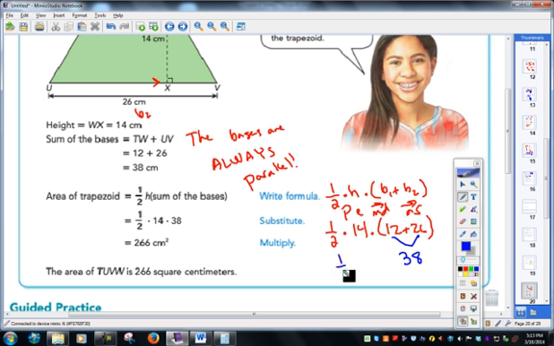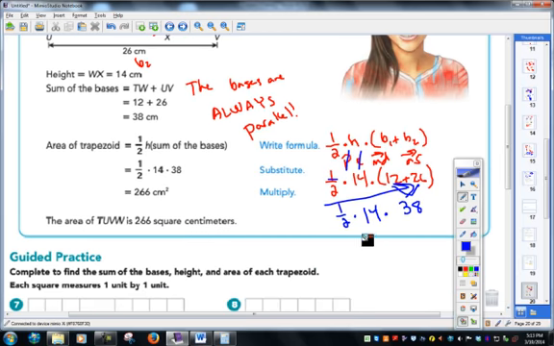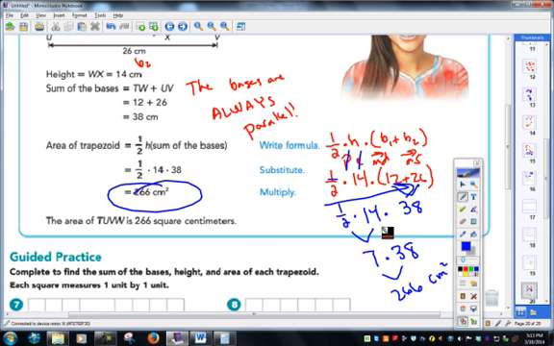Now bring down everything you haven't used. Remember, a number touching a parentheses means multiply. Now we're done with parentheses. We don't have any exponents. We do multiplication or division, left to right. 1/2 times 14 is 7. 7 times 38 is going to be 266. Now remember, we're doing area still. Centimeters squared. Okay, which is what we said it was.